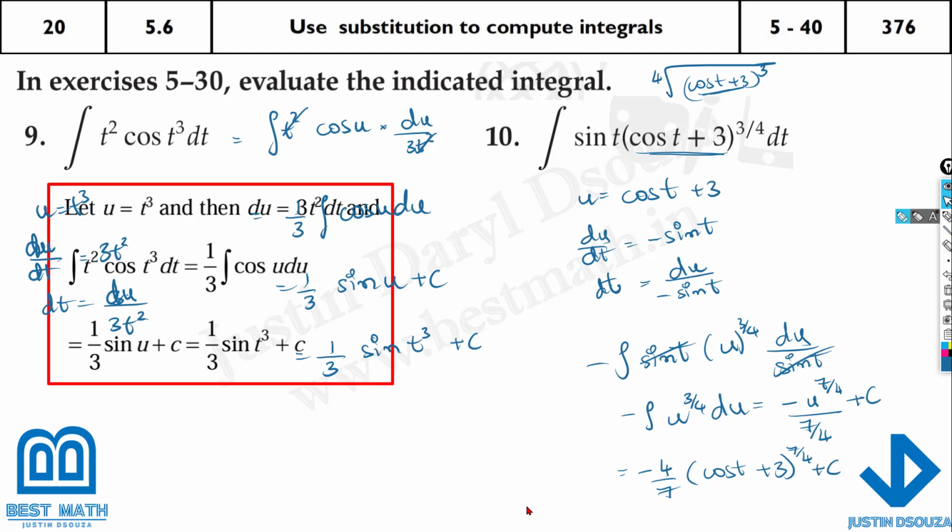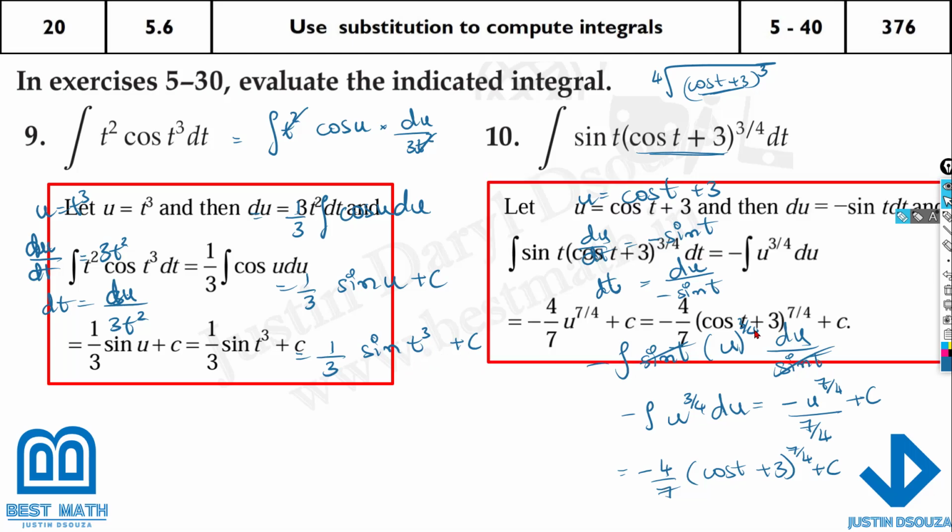And here we go, those are the answers. Now the first one was, yes, 1/3 sine t to the power 3. It's not sine cube t. The t was power 3 plus c. And this one was negative 4 by 7, cosine t plus 3 raised to the power 7 by 4 plus c.